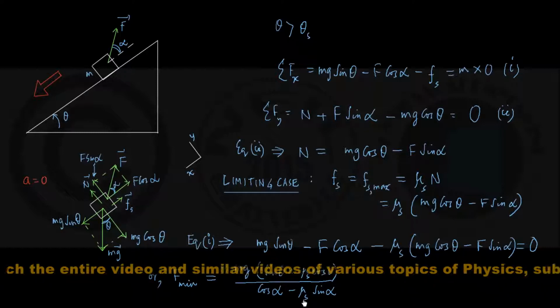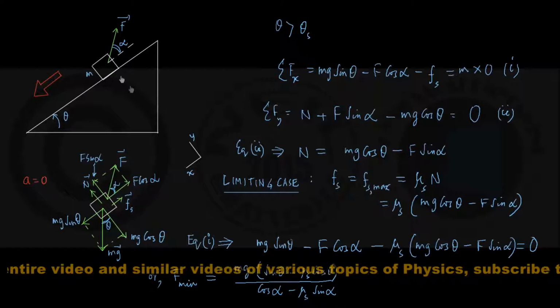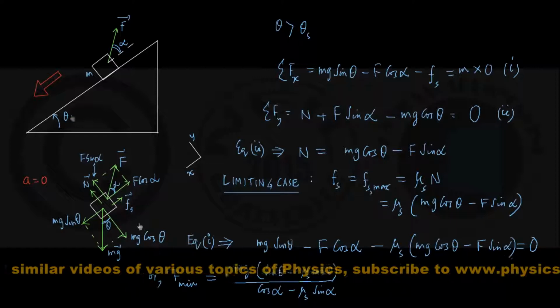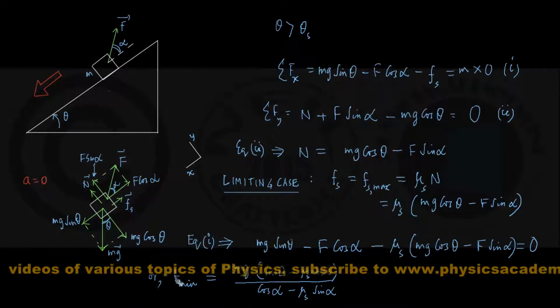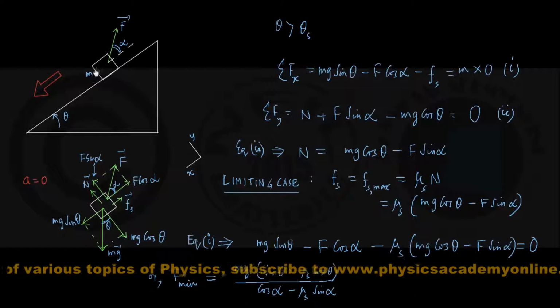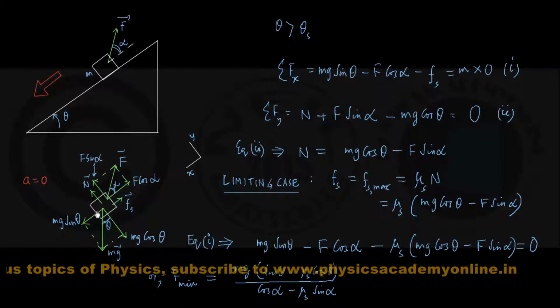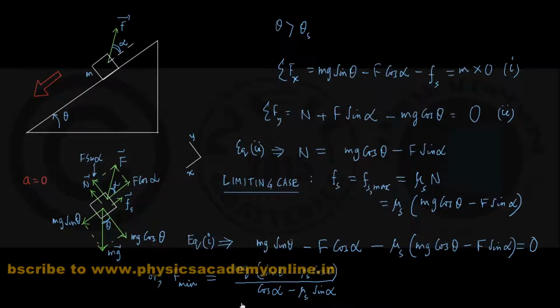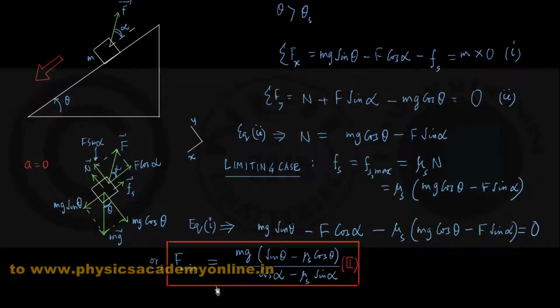Mu s is the static frictional coefficient between the block and the inclined plane, and this is the minimum value because, as I have explained here, if the force is less than this value, the block would slide down under the component mg sin theta. So this is the minimum value. You must come to this result here. So we have highlighted our latest finding that gives the minimum value of the applied force. Call it equation number 2, keep it inside a red box.